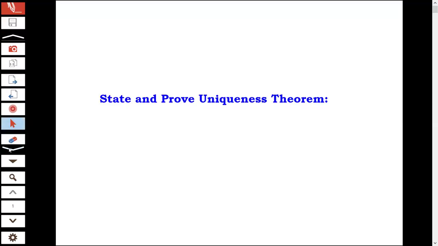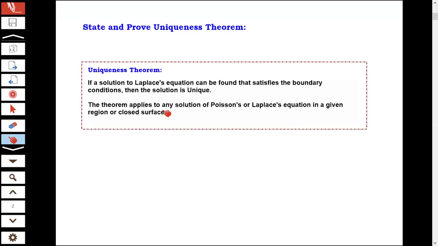Hello everyone. Let us look at one of the important theorems with respect to Poisson's and Laplace equation, which is the uniqueness theorem, in this video. Let us look at the statement of the uniqueness theorem first.